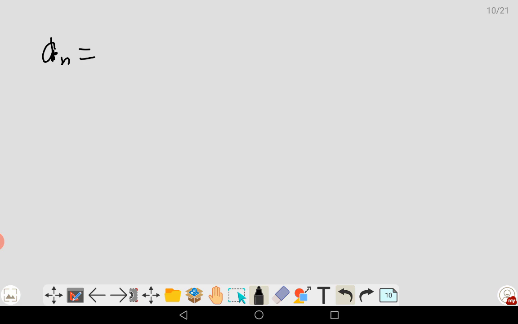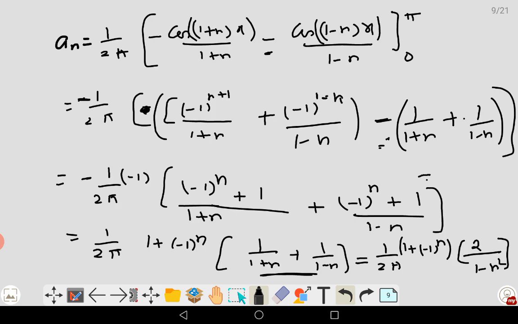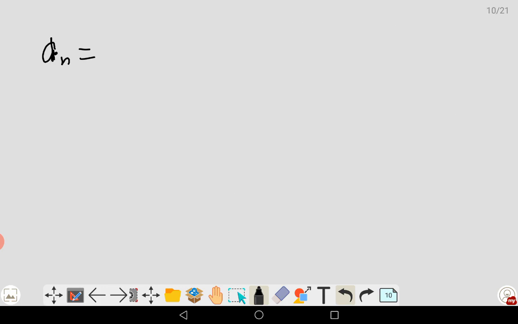We are finding an, which is equal to minus 1 to the power n plus 1 divided by pi times 1 minus n square. This is our an. Now we have to find bn.